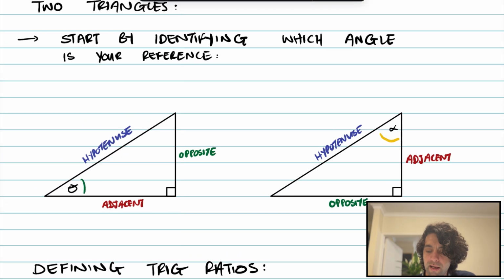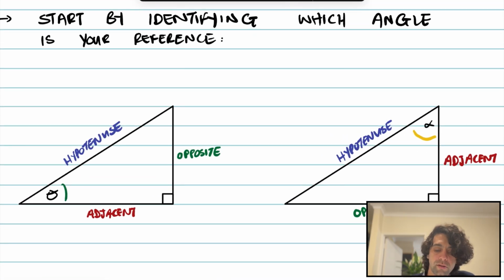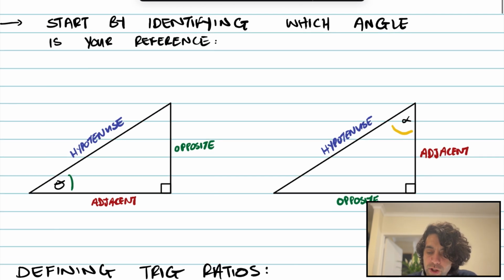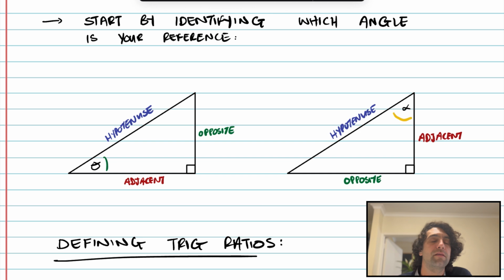All right, so there you have it. That is how we label our right angle triangles. Notice how these two triangles are basically the exact same triangle, but depending on which angle I'm referencing, if I reference this theta over here, my opposite lives on this side. But if I am referencing this alpha angle, my opposite is on the opposite side. That is because we are referencing different angles. So that will play a big part in which side is our adjacent and which side is our hypotenuse.